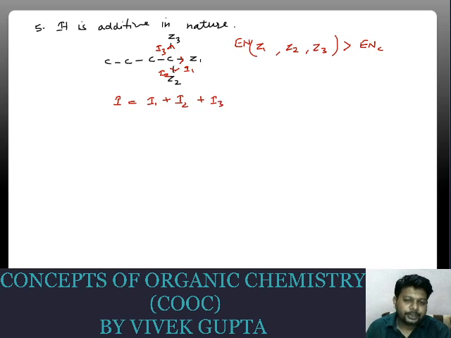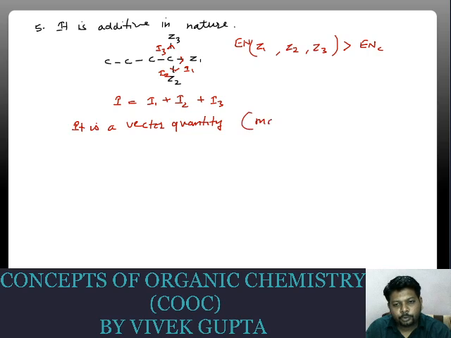So the first point that we have to understand, what does it mean by being additive in nature? Means suppose there are more than one groups attached to a carbon chain, then the net effect will be the sum total of the effect exerted by individual groups. Also, it is a vector quantity. Means it is having both magnitude as well as direction.